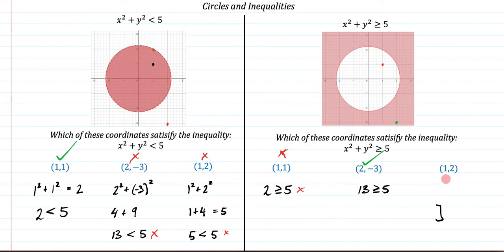The last one we have is 1 and 2. 1 and 2 exists on the line, on the solid line. We know that we're going to get an outcome of 5 is greater than or equal to 5, and we know that works because it's the equal to sign. So this will work. Whoops, that wasn't green. This will work. These are circles and inequalities. This is important that you know. Let's move on to the next one.